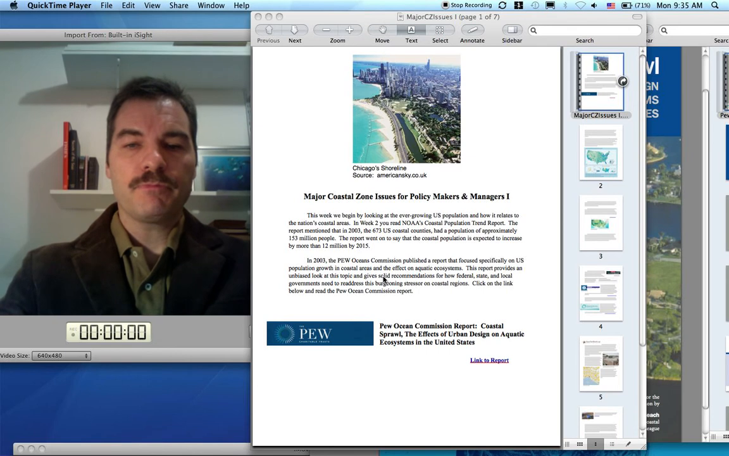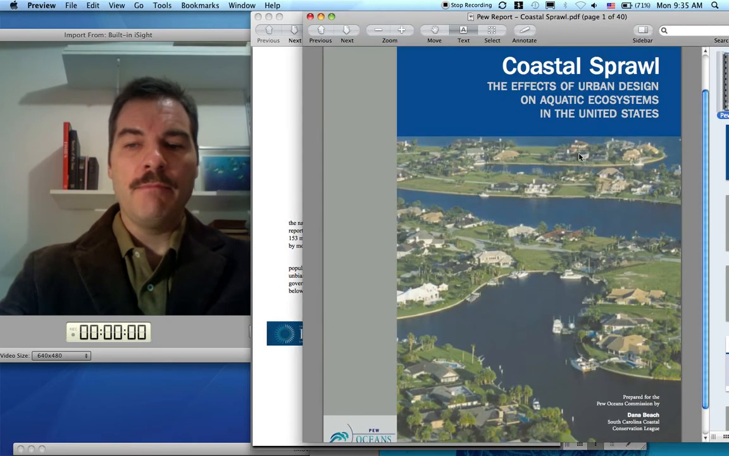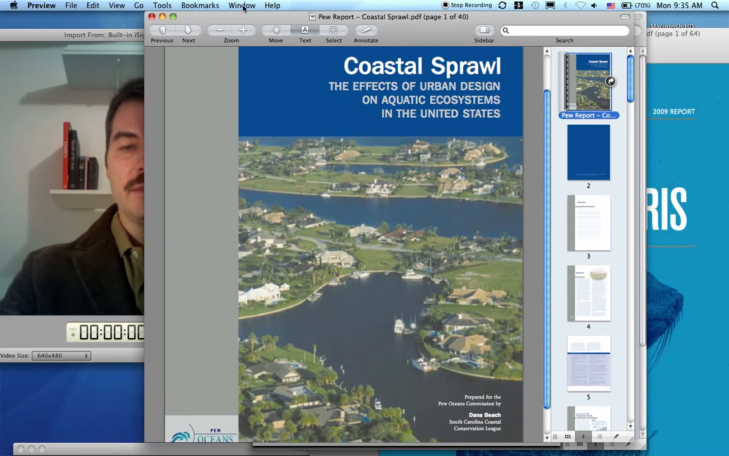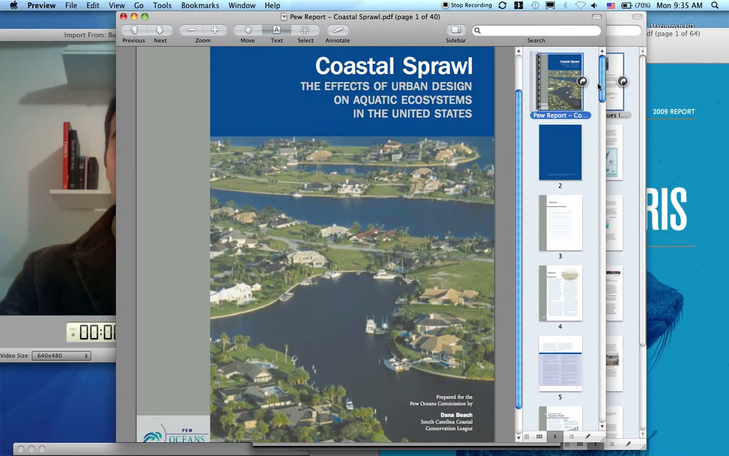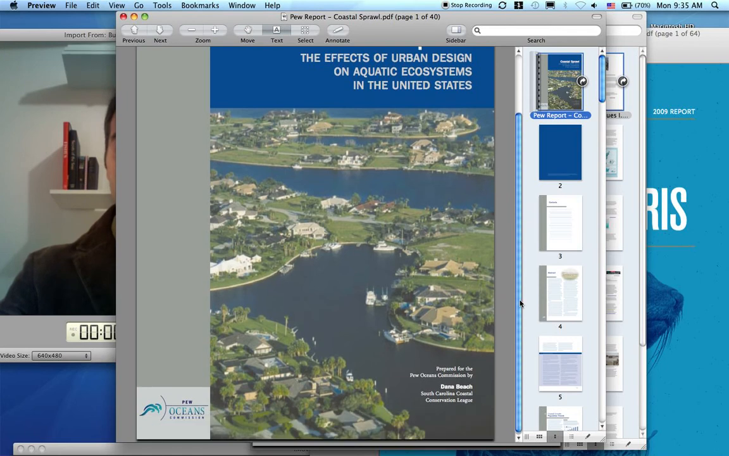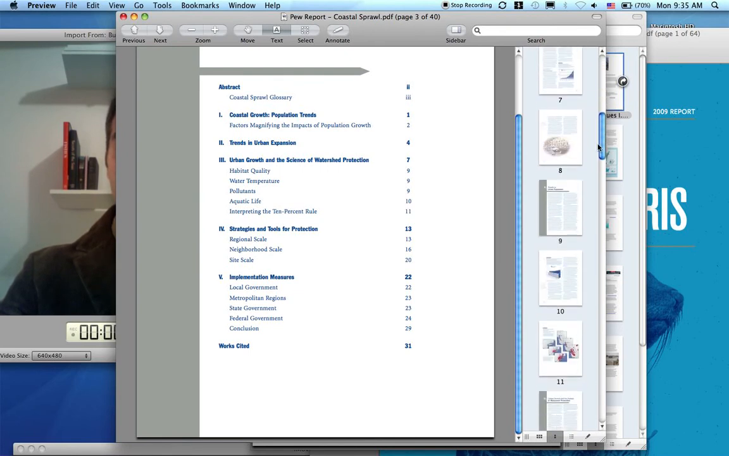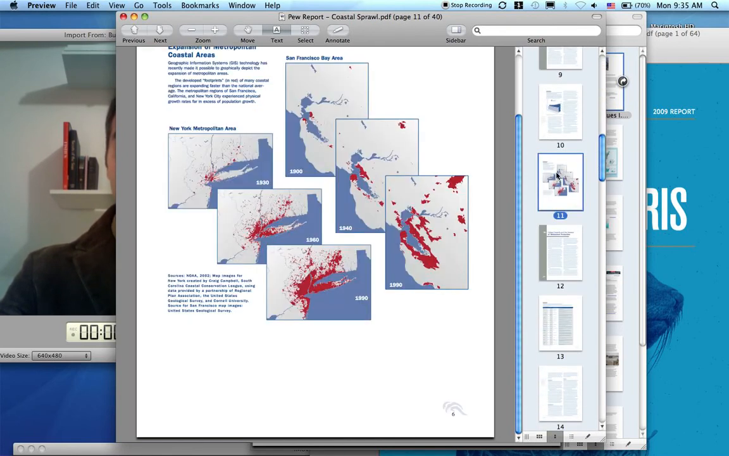We're going to start off by looking at this report that was put together by the Pew Ocean Commission, a 2008 report on coastal sprawl. It's an excellent summary of what's been going on around the United States. You're going to be reading this.